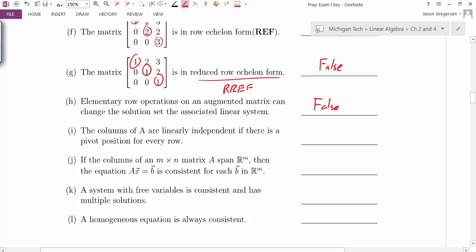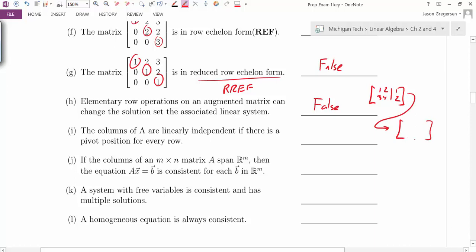And it's because of this being false, they do not change the solution set, which is the reason we can use row reduction to find solutions. So if we start with some augmented matrix, 1, 2, 3, 4, 1, 2, for instance, that represents a system. And when we do row operations, we're going to transform this into some other system.